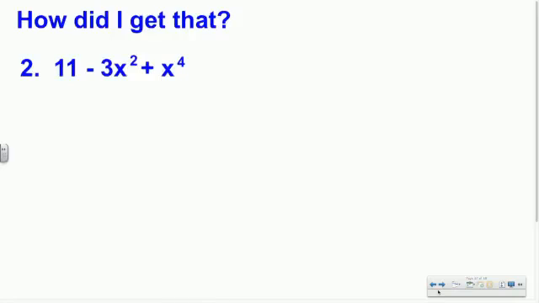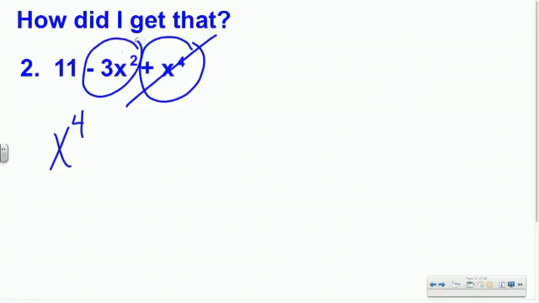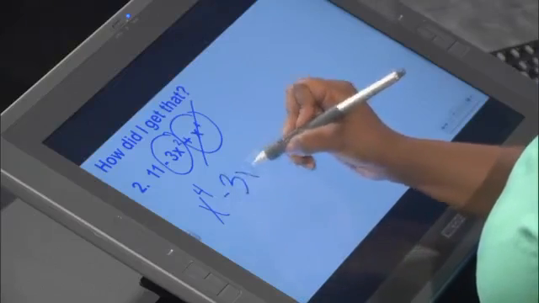Alrighty. 11 minus 3x squared plus x to the 4th. This wasn't written in standard form, so I had to rearrange it first. That 4 is the largest exponent. So that means that x to the 4th should be written first. It's positive. So x to the 4th, right? I've handled that. Next exponent going in descending order would be 2, and it's attached to that term. So minus 3x squared.